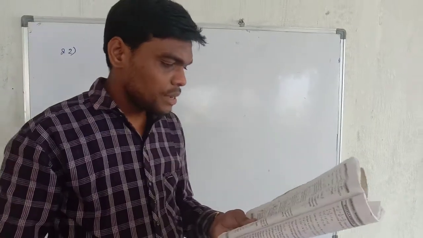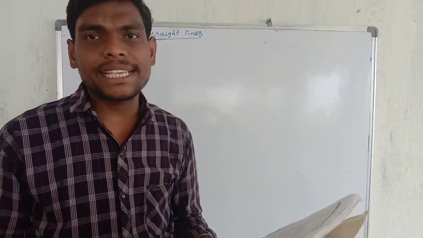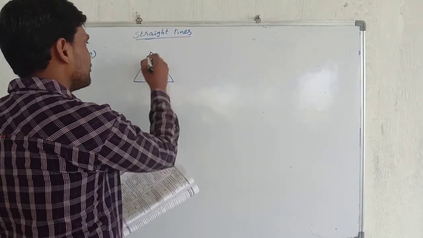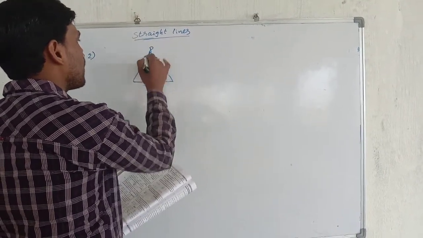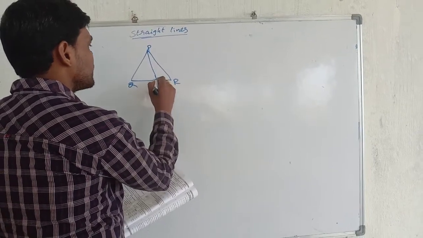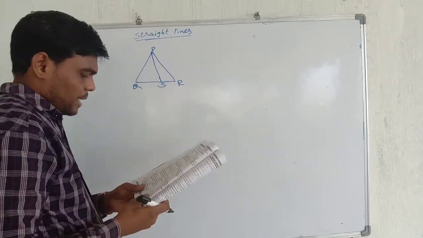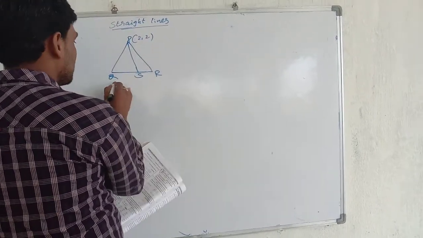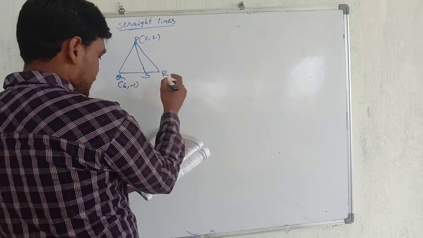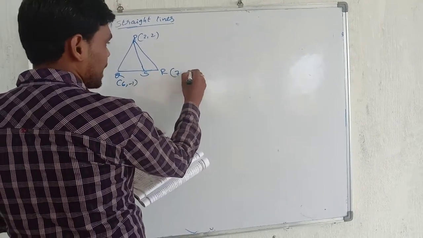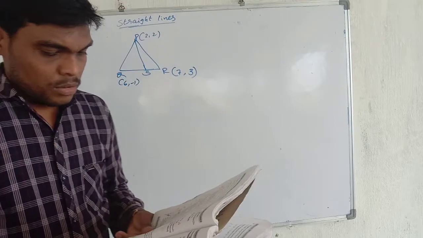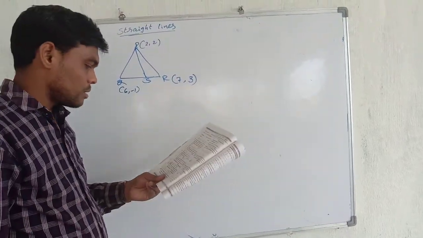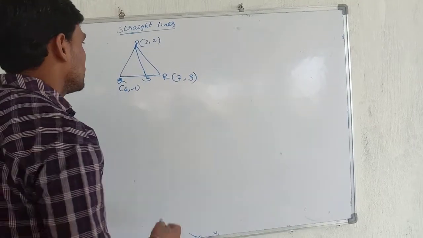Let PS be the median of the triangle PQR with the given vertices. The points are P(2, 2), Q(6, minus 1) and R(7, 3). Find the equation of the line passing through the point (1, minus 1) and parallel to PS.